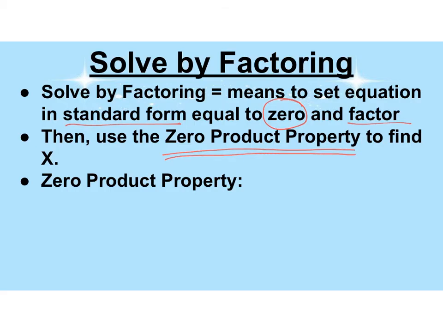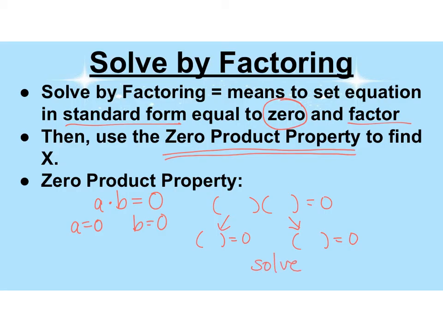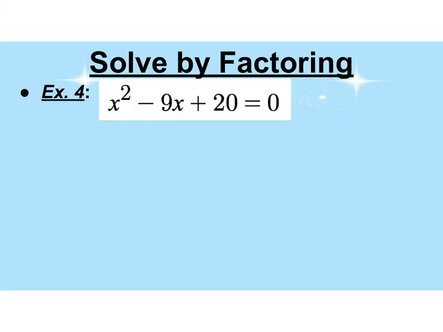So the zero product property kind of looks like this. A times B equals 0. And it says if I'm multiplying two things and they're going to equal 0, then at least one of them must be 0. So A could be 0, B could be 0. So what we're going to see with factoring is we'll have two factors set equal to 0. So then I take the one and I set that equal to 0, and I take the other one and I set that equal to 0, and from there I can solve. Let's see what that looks like.